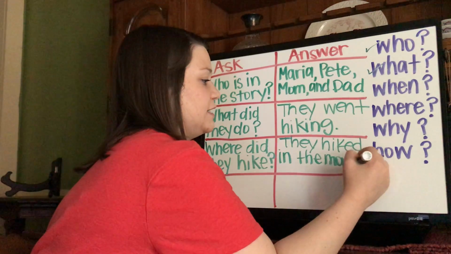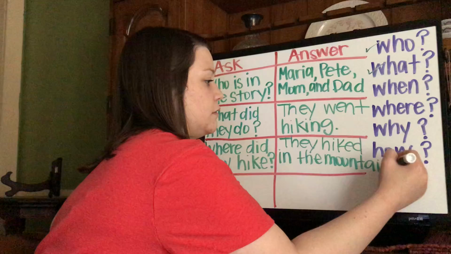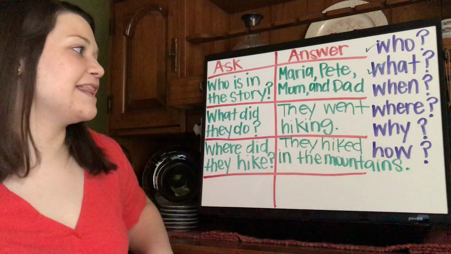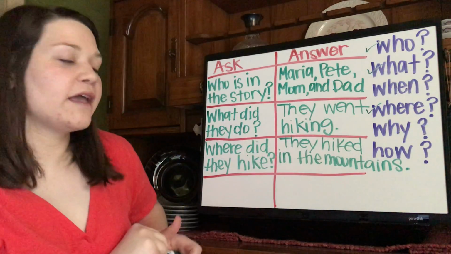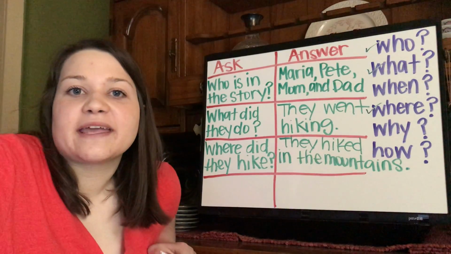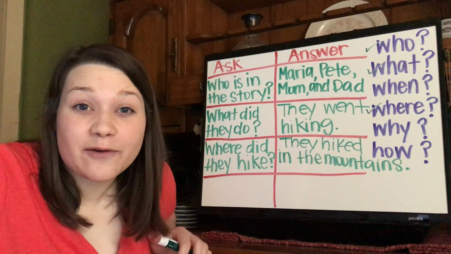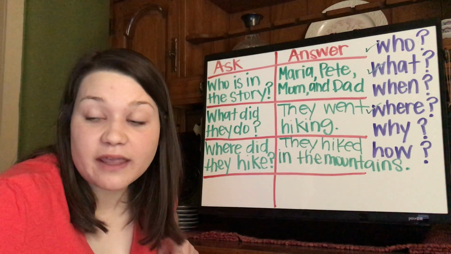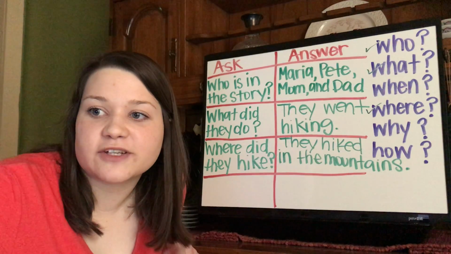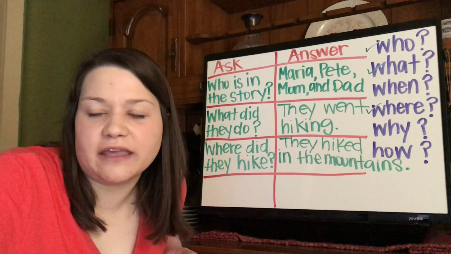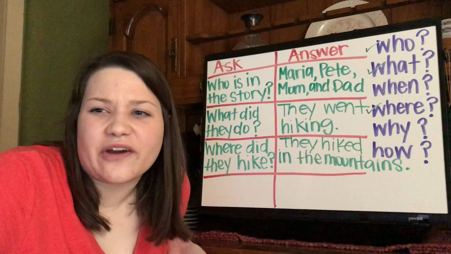I'm gonna have to write it kind of tiny to fit in. There we go. They hiked in the mountains. So I've got where. My next word is why. So why is talking about why a character in the story did something or why a character in the story said something. So I'm going to go back at my pictures, and I see in the first picture that the characters are hiking. So I could say, why are they hiking?